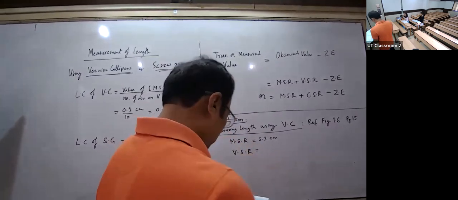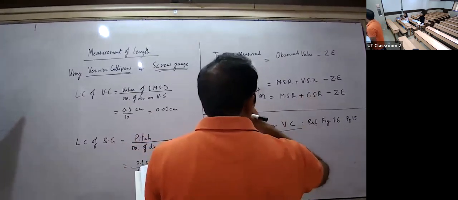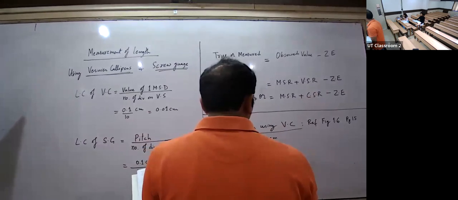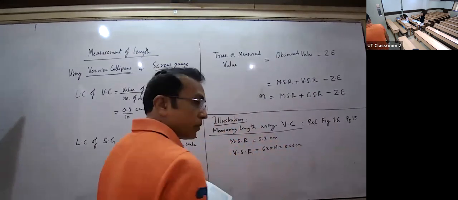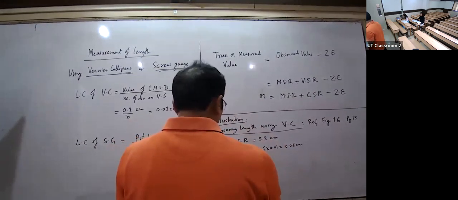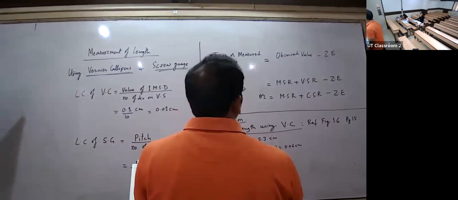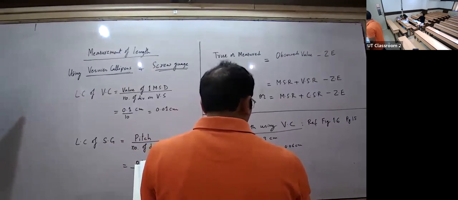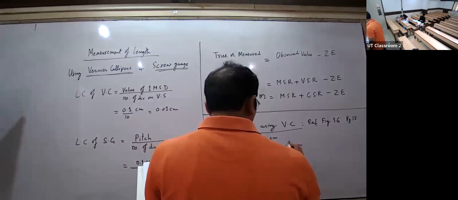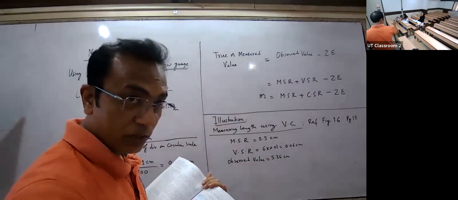This is the coinciding division, which is the sixth division. So what is the vernier scale reading? Coinciding division into least count. So 6 into 0.01, which is 0.06. What is the observed reading? 5.3 plus 0.06, so the observed value is 5.36. This is the case when there is no zero error, right?